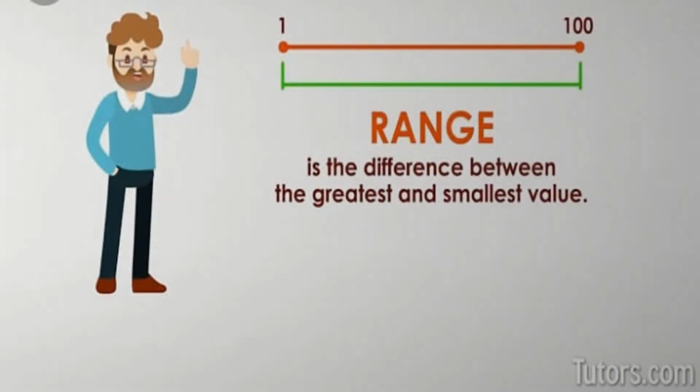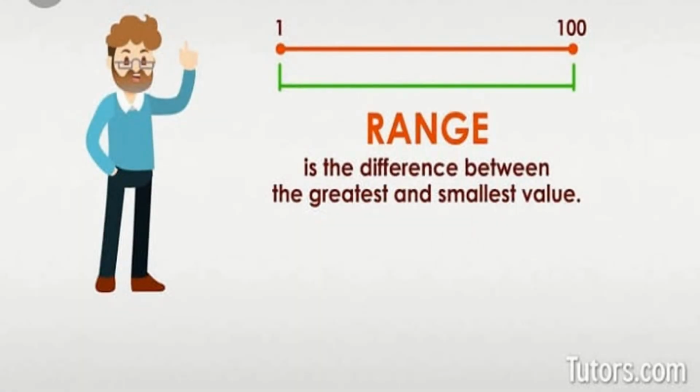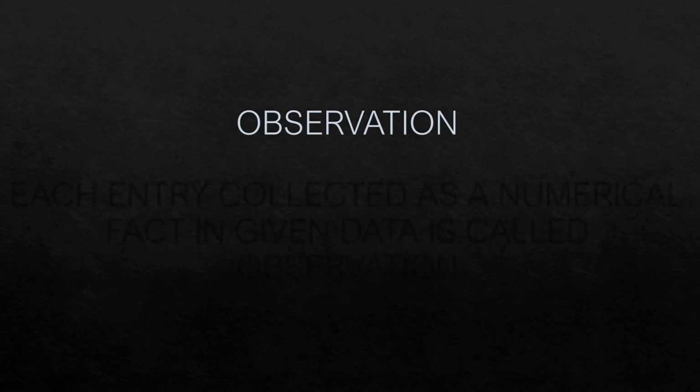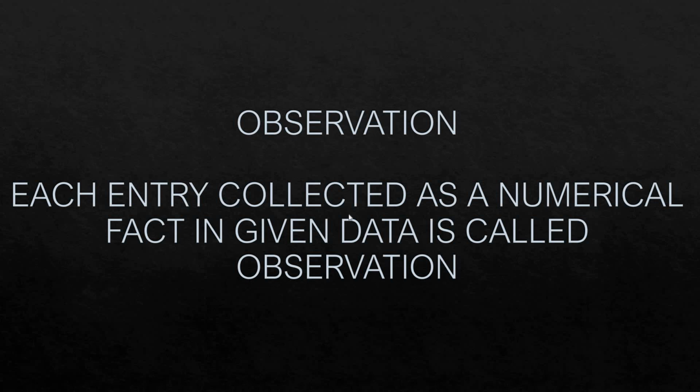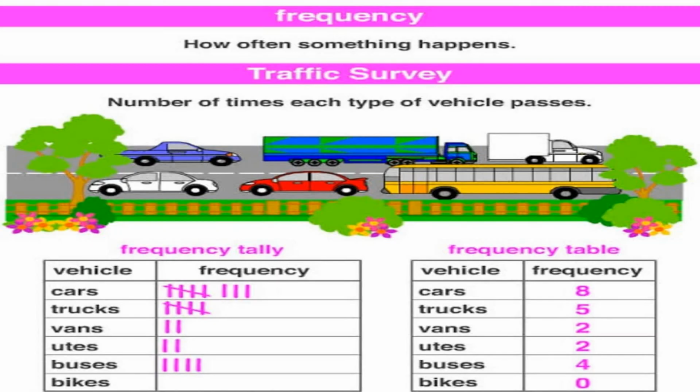Already you know that range is the difference between the greatest and the smallest value. You are already familiar, so it is not necessary to illustrate it more. Let us see observation. Observation means each entry collected as a numerical fact in the given data is called an observation. So we need to know what observation means. I hope that you all were able to understand.